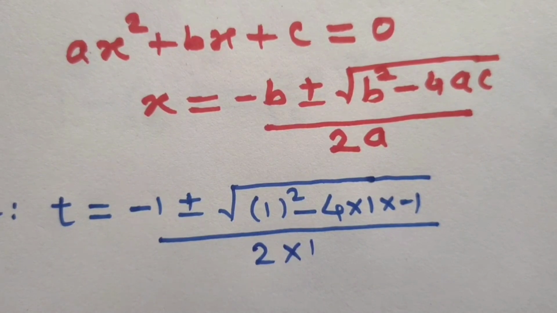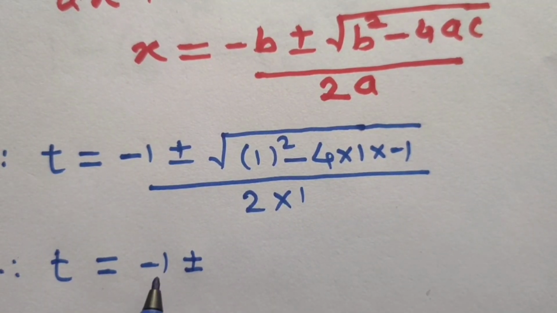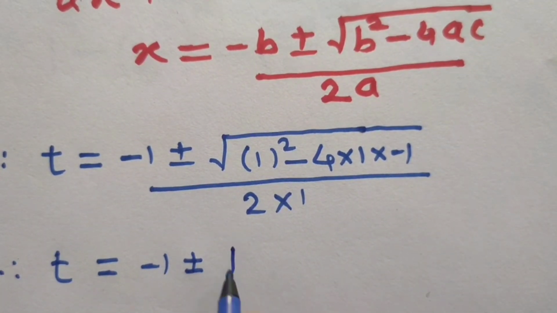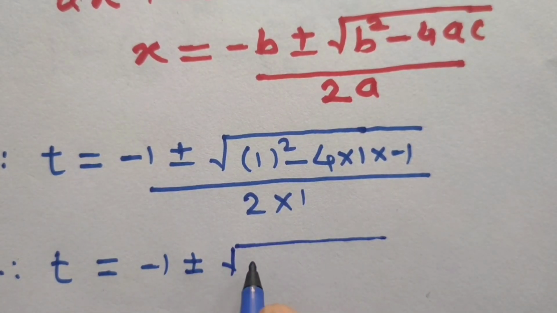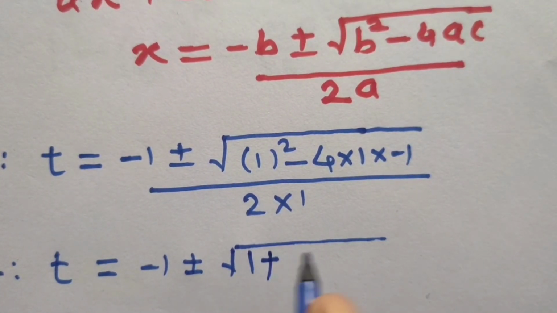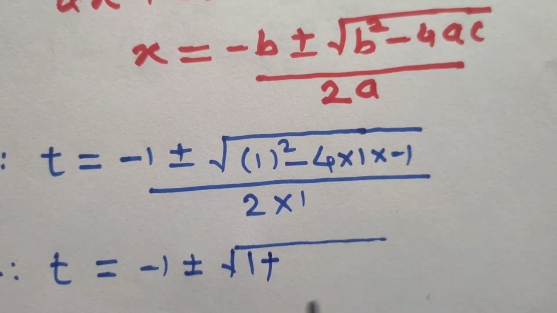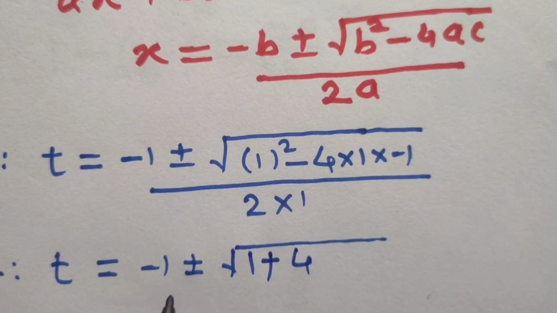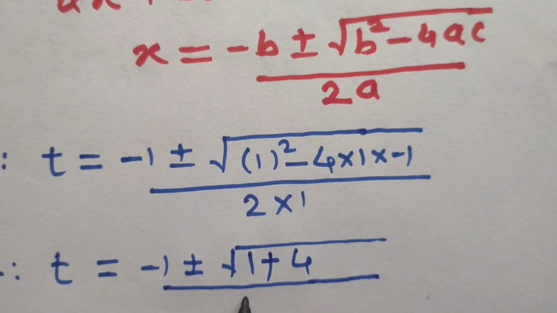Okay, simplify this. Hence t is equal to minus 1 plus or minus square root of 1 minus into minus, that becomes plus 4 into 1 into 1, which is 4, divided by 2 into 1, means 2.